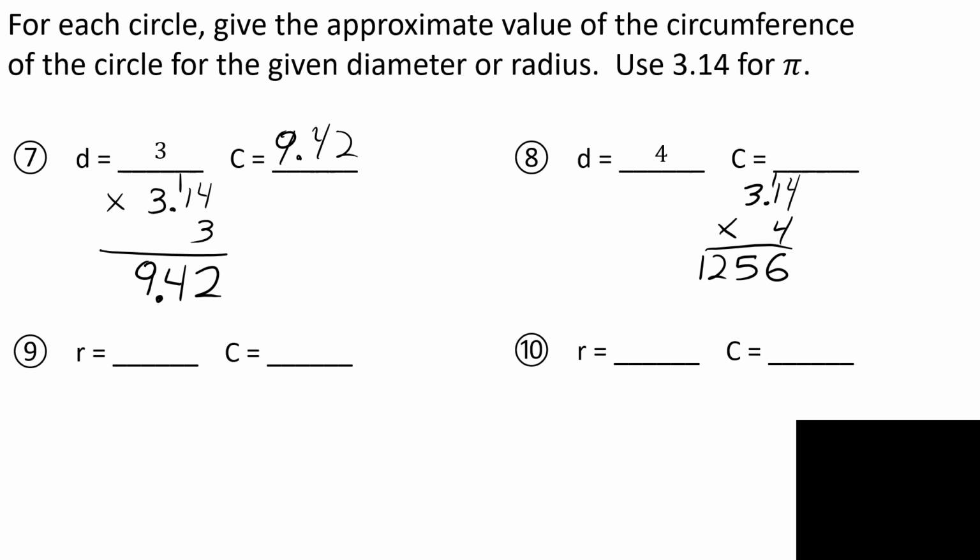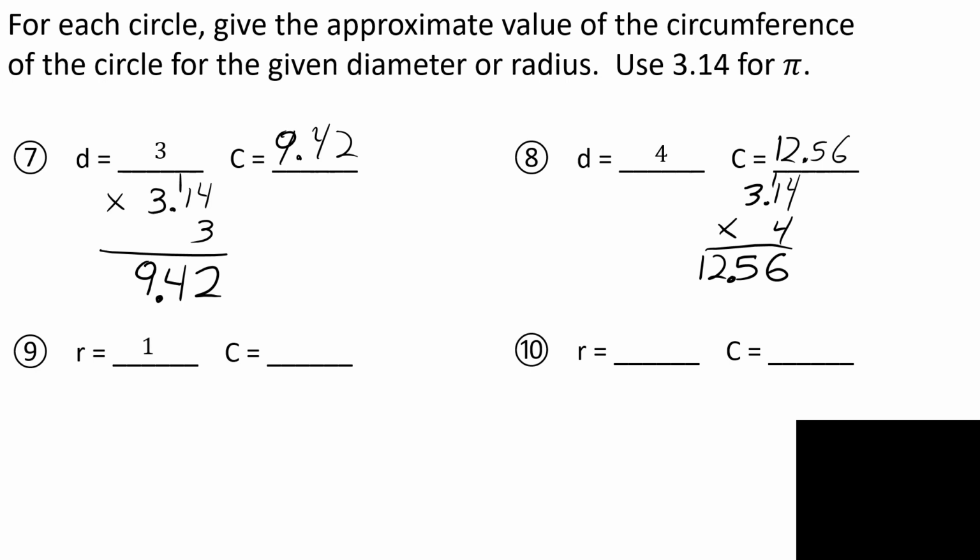Don't forget about your decimal point. There were 2 digits behind the decimal. On the answer, I better have 2 digits behind the decimal. So if the diameter is 4, their circumference is 12.56.